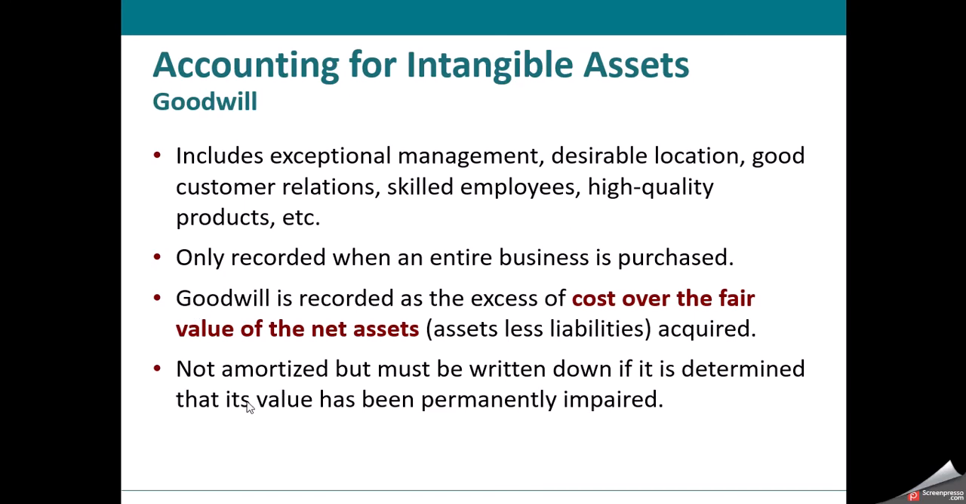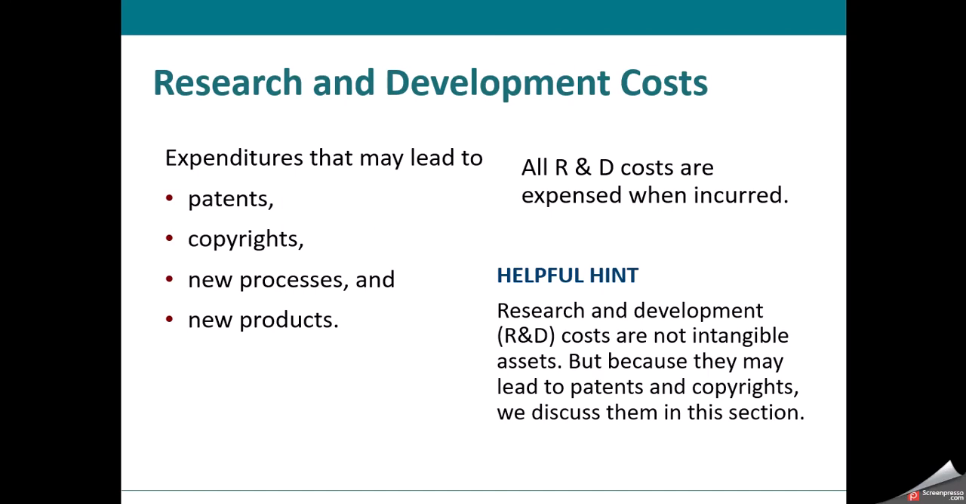And then goodwill is not amortized on our financial statements, but if we're a publicly traded company, the auditors will review it every year to make sure that it has not been impaired. If it's been impaired, then that would be expensed off. I mentioned R&D costs, research and development, back with that patent, but these expenditures can lead to these different intangible assets, but they are expensed as they're incurred.